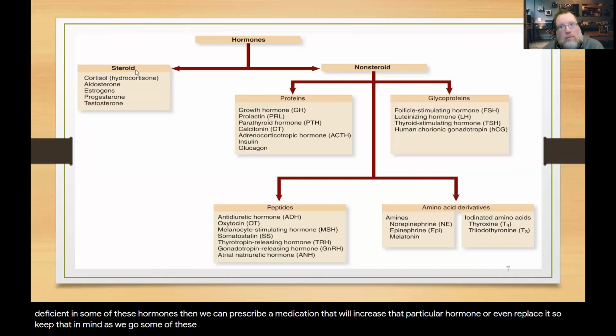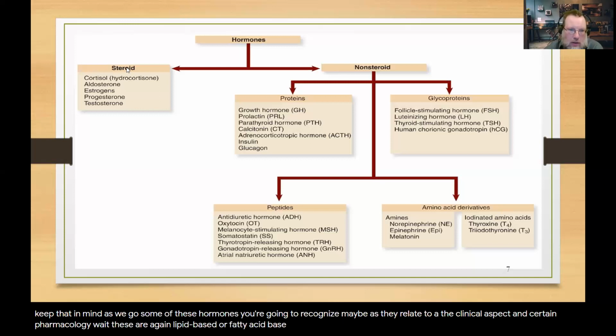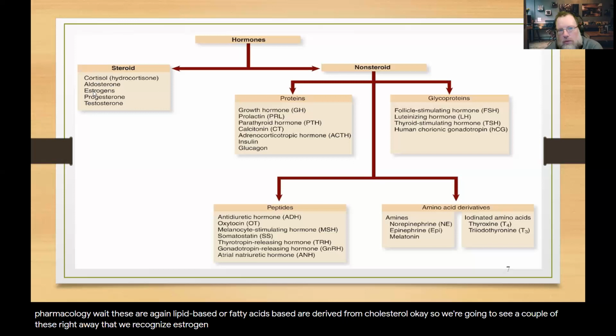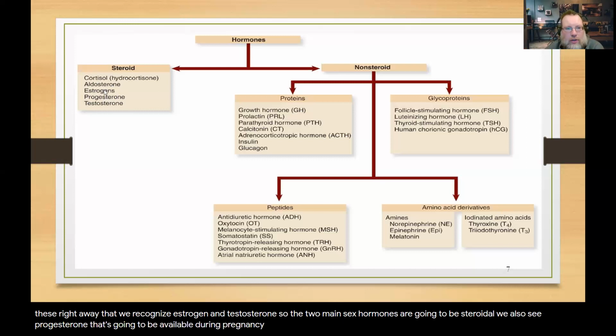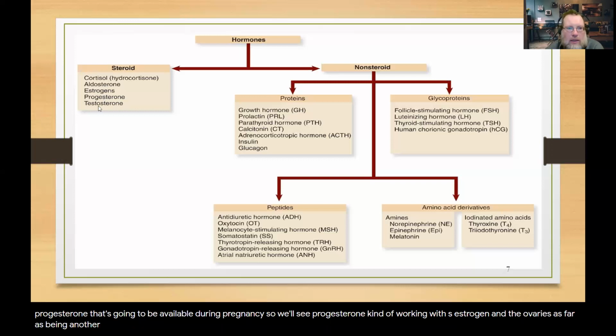Some of these hormones you're going to recognize as they relate to the clinical aspect in certain pharmacology. So anyhow, steroids, these are, again, lipid-based or fatty acid-based. They're derived from cholesterol. And so we're going to see a couple of these right away that we recognize: estrogen and testosterone. So the two main sex hormones are going to be steroidal. We also see progesterone. That's going to be available during pregnancy. So we'll see progesterone working with estrogen in the ovaries as another sex hormone. Again, all under the steroid category. So these bottom three, estrogen, progesterone, testosterone, are the main sex hormones.